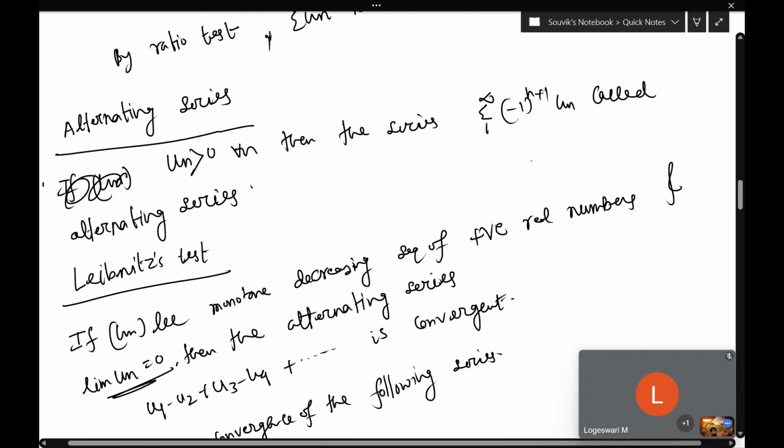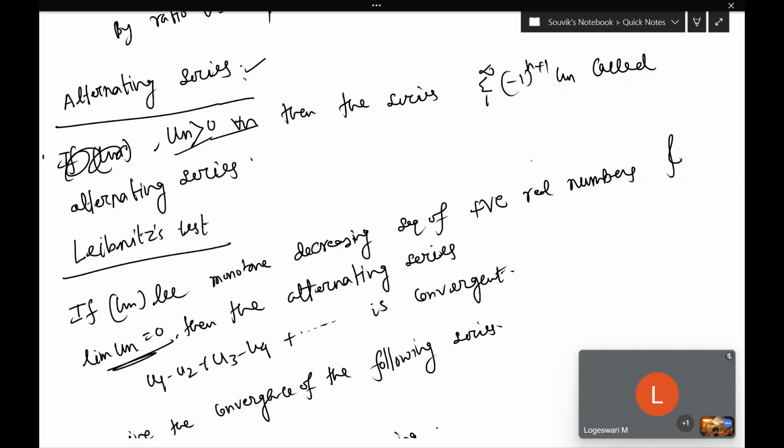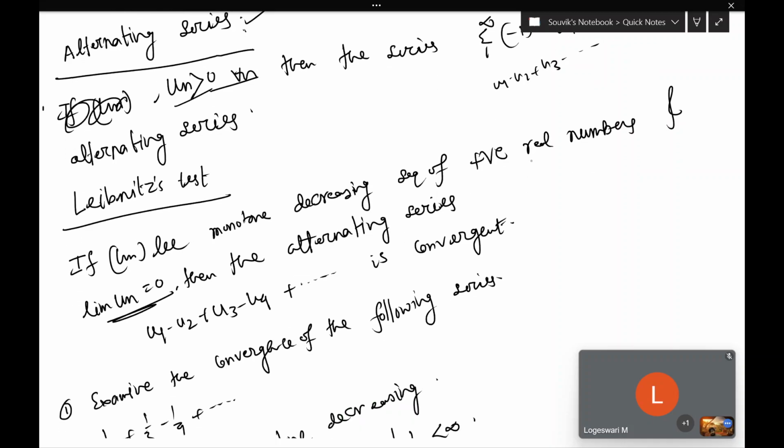Now there is another thing, alternating series. Let u_n be greater than 0 for all n. Then the series summation from 1 to infinity of (-1)^(n+1) u_n is called alternating. That is, it is plus minus in this form: u_1 minus u_2 plus minus. A pattern not of this form is not an alternating series.